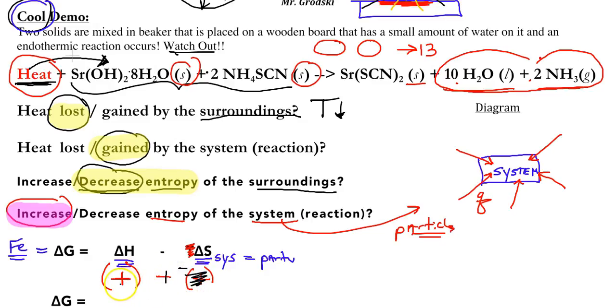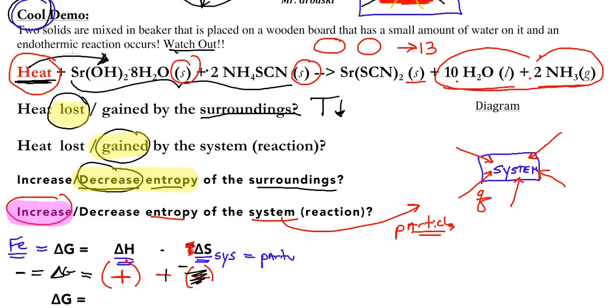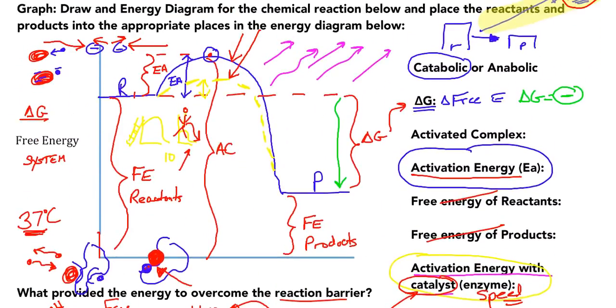So when you have a plus and a negative, the only way for this to be spontaneous is if delta G equals negative. Why? This is free energy. What does free energy look like when it's negative? We start high and we go low. So this is a spontaneous process. Delta G has to be negative because we're going down. Starting high, going low.